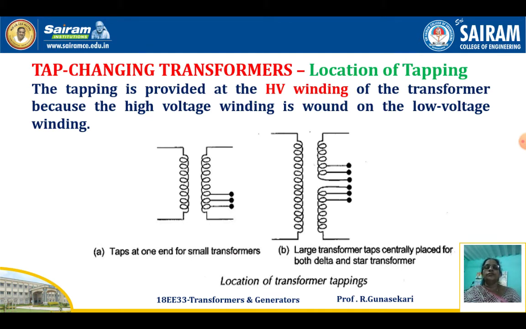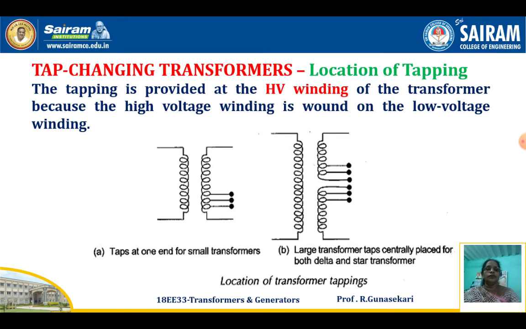First, location of tapping. The tapping is provided at the high voltage winding of the transformer because the high voltage winding is wound on the low voltage winding. For example, now you see the circuit diagram in figure A. This is the small transformer. The tappings are located at one end of the transformer only.